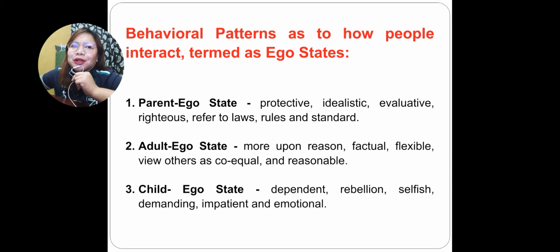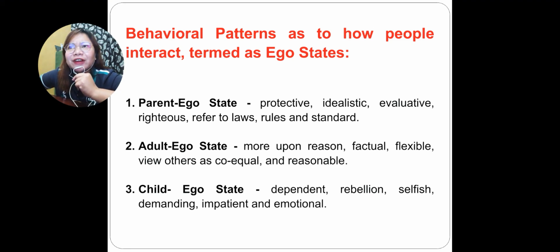You have other friends, if you will notice, who are reasonable. Okay? They view others as co-equal. They treat others as equals. They are factual, they are flexible, and they are more on reasoning. They have an adult ego state. Like all adults and teenagers, right? How does an adult act, right? Usually, they are factual, they are more upon reason. So, if you have friends who are like that, they are more on reasoning, they are factual, they have an adult ego state.